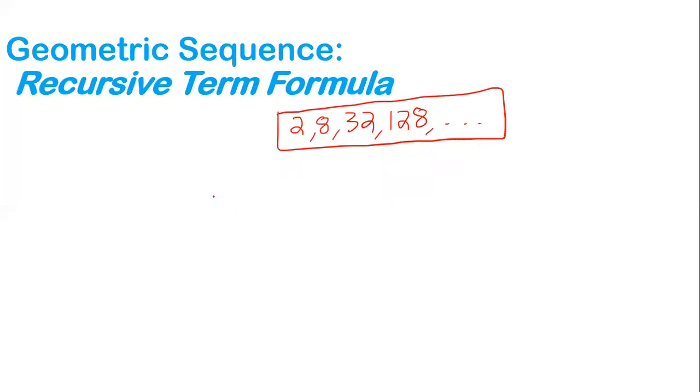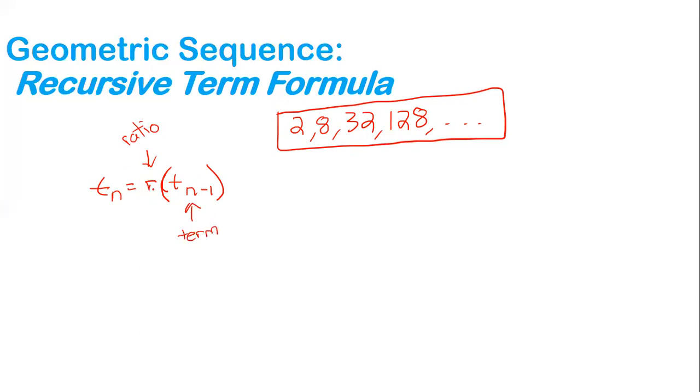So let's go ahead and try to derive a recursive term formula. Well, for a recursive term formula, let's use the same sequence we used previously. A recursive term formula for a geometric sequence is derived from t of n is equal to r multiplied by t sub n minus 1, where r, again, is our ratio, and n is our term.